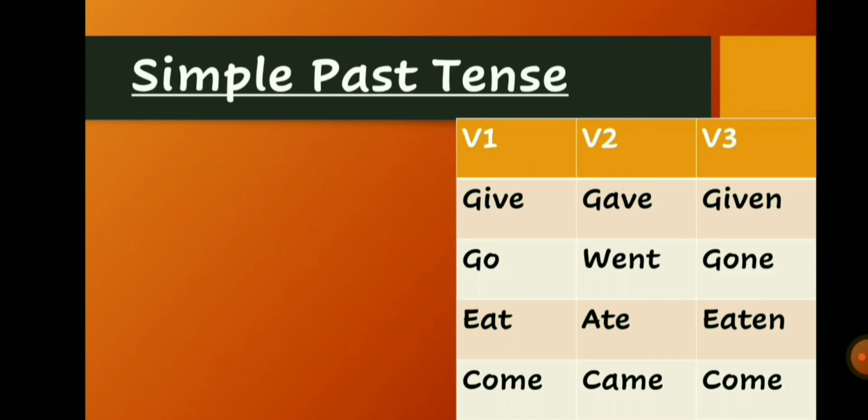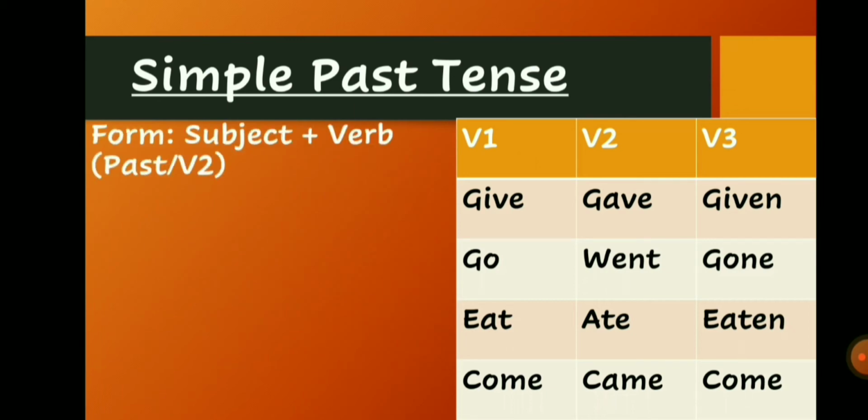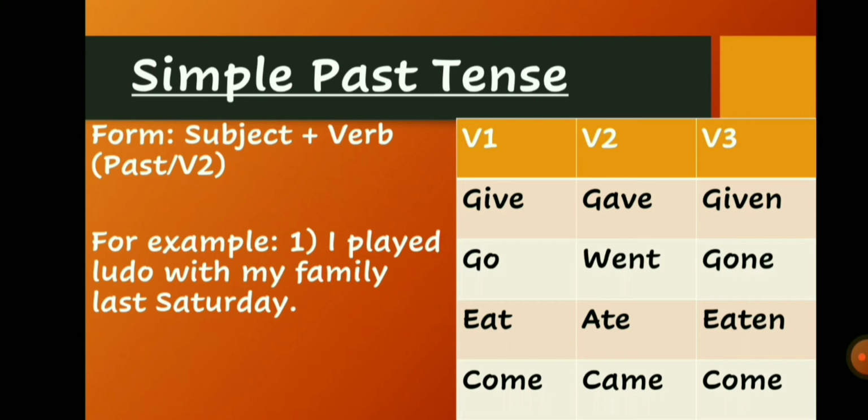So let's get started with simple past tense. We make this tense as subject plus verb in the past, V2 form. Simple past tense talks about the completed actions of the past. For example, I played Ludo with my family last Saturday. In this we can see that I is the subject, and played is in V2 form, that is, the past tense of play is played. So played is simple past tense.